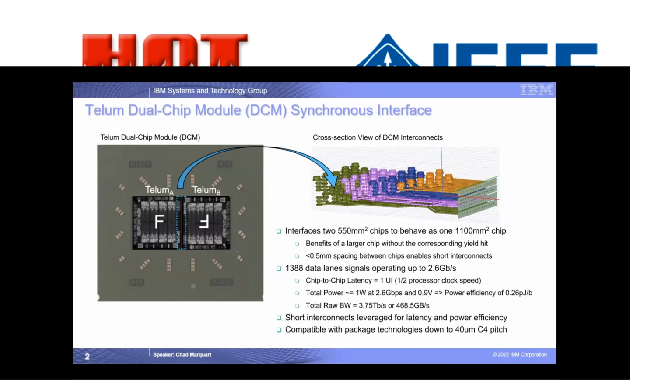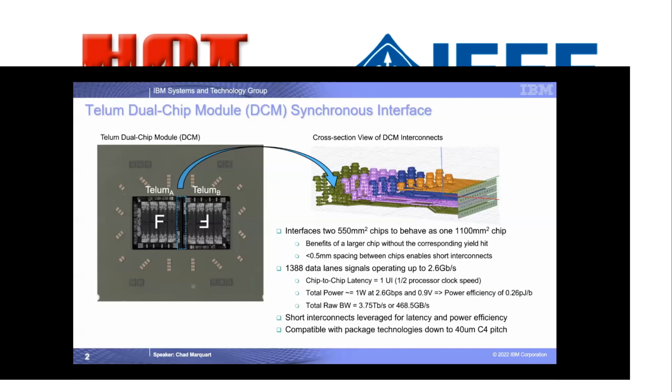Because we're able to achieve a synchronous interface, the chip-to-chip latency is 1 UI, which is half the processor speed of the Telum processor. The total power achieved here is only 1 watt, operating at 2.6 gigabits per second and at 0.9 volts. So we're achieving a power efficiency of 0.26 picojoules per bit and a total raw bandwidth of 3.75 terabits per second, or 468.5 gigabytes per second.